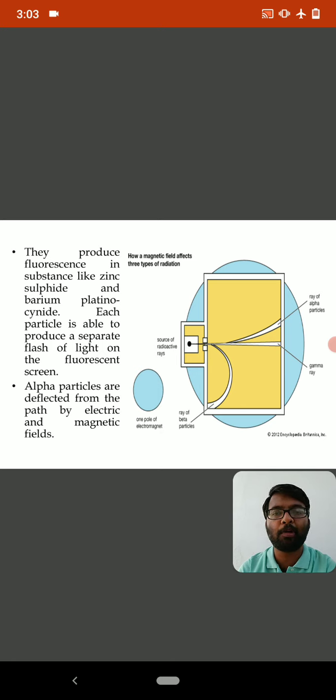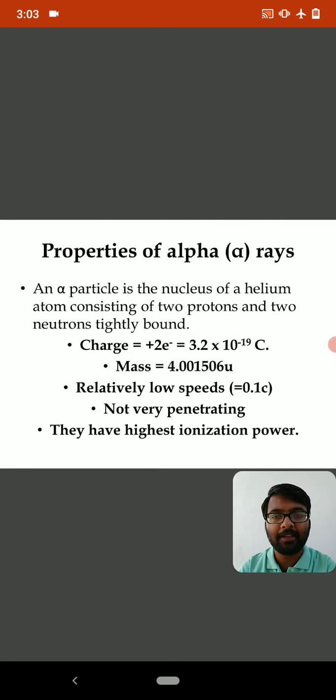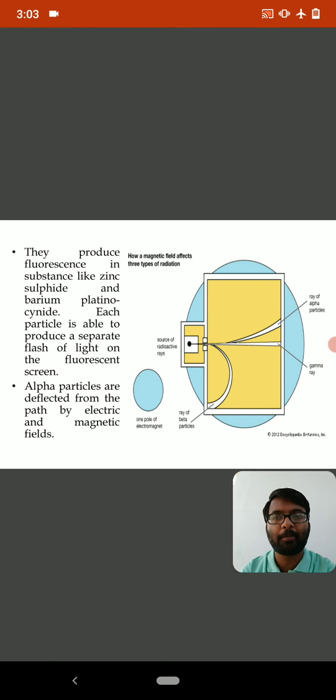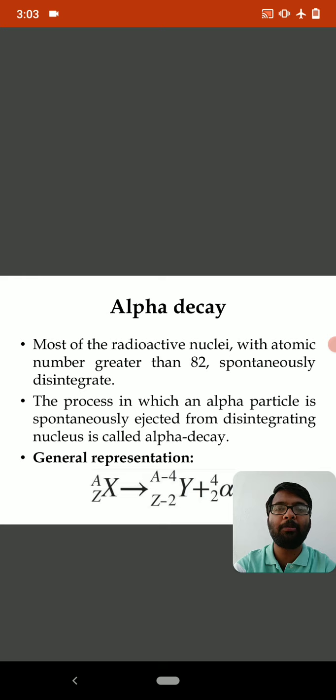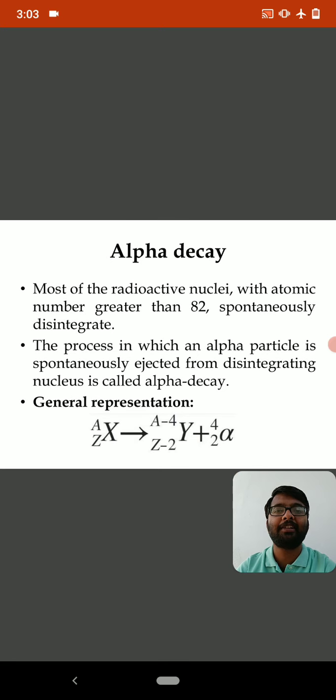So these are the properties of alpha radiations: the charge is positive, plus 2 e units, mass, velocity, penetration power, ionization power, and the production of fluorescence and showing deflection in the electric and magnetic fields. Then we will try to understand what is alpha decay.